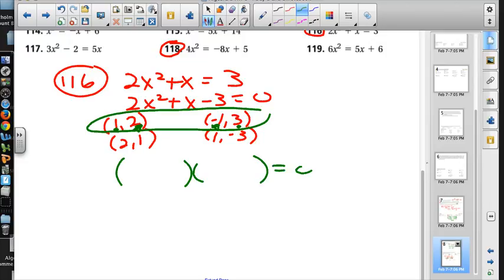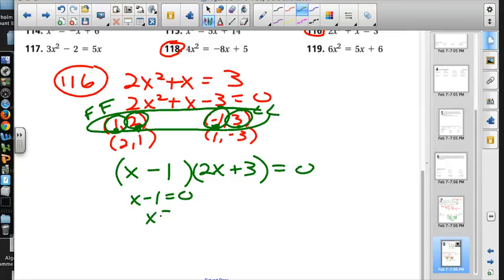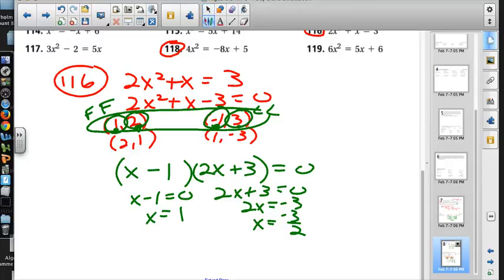And remember, how I got those numbers was first times first and last times last. So they need to go into those positions in that exact order. So here is 1x, 2x, both in the front positions, last and last. Then I continue on and find my zeros. Subtract 3 and divide by 2. And there they are.